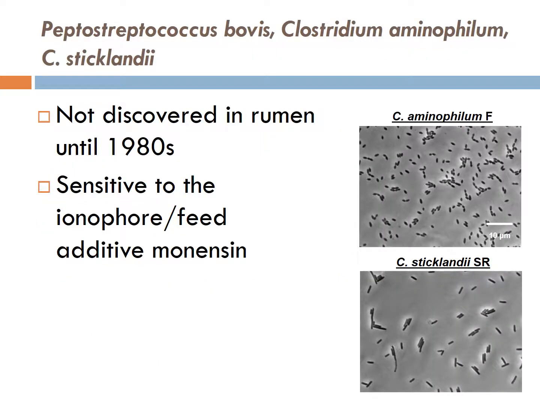These species were not discovered in the rumen until the 1980s, when Jim Russell tried to grow peptide and amino acid degrading bacteria. They weren't discovered because their abundance is so low compared to other bacteria. They had to be grown on selective media. Besides their high activity towards amino acids and peptides, one thing of note is that they are sensitive to the ionophore and feed additive monensin.